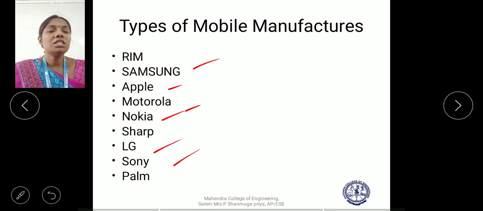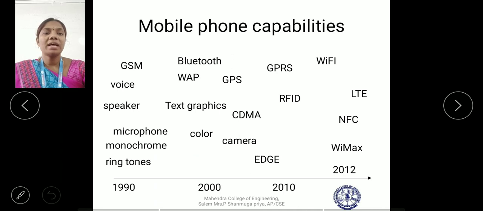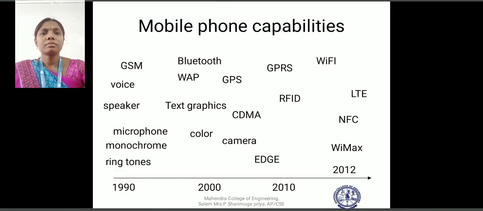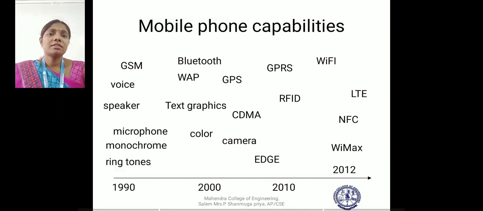So these manufacturers help in manufacturing the mobile. These manufacturers just manufacture the mobile based on the operating system they are going to use. So obviously all the mobiles have some kind of infrastructure framework that has been incorporated within the mobile.